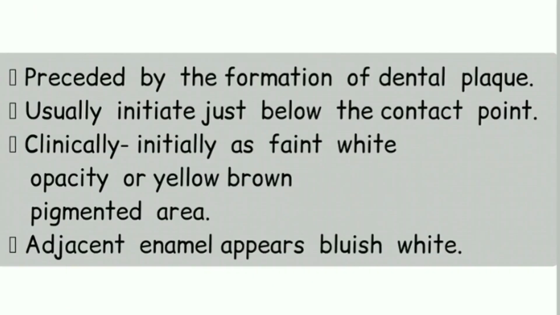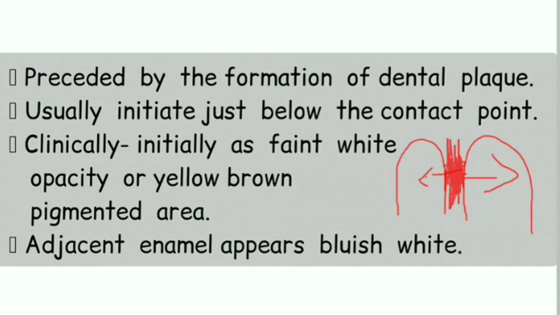It is preceded by formation of dental plaque. So the initial reason, or the etiology, of formation of this smooth surface caries is the formation of dental plaque, which gets accumulated between the teeth. You can see this is our teeth and there is plaque formation occurring between the teeth. So what happens is that plaque is formed, which leads to progression of caries on both sides of the teeth. Usually two teeth are involved, and the proximal surface of both the teeth gets destroyed.